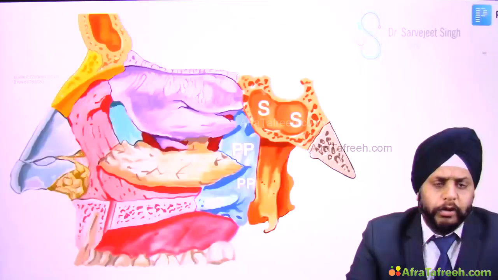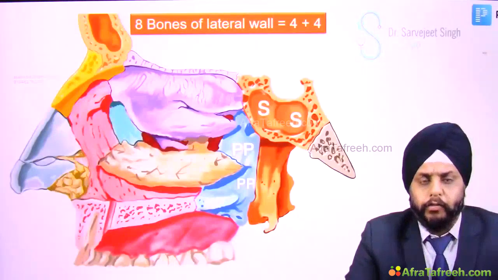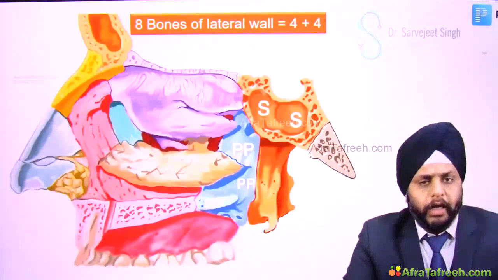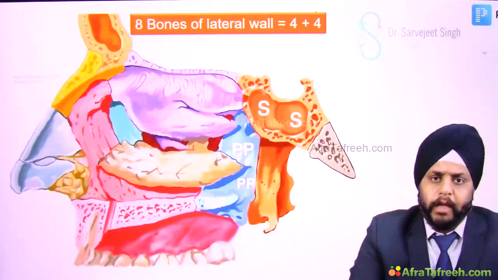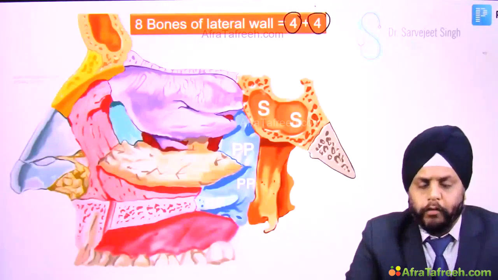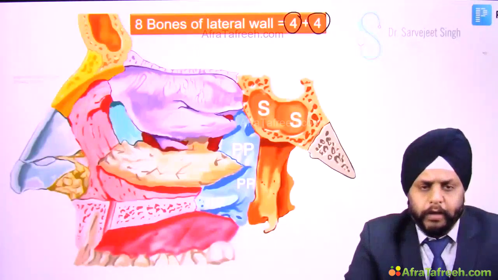Okay, so as you can see in this photograph, there are a lot of bones which are contributing. How many bones in total? In total, we have 8 bones. We have 8 bones that contribute to the lateral wall, and we can remember them by the formula 4 plus 4. So there are 4 big bones, 4 major bones, and 4 small bones.